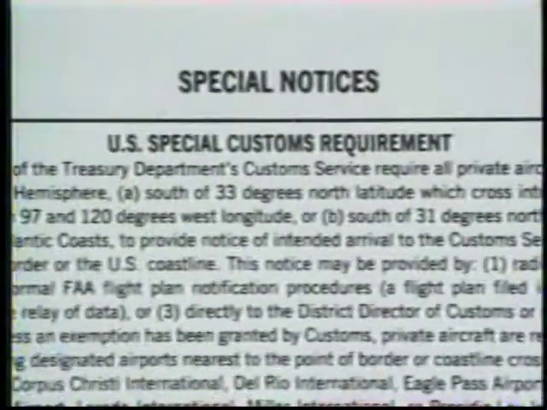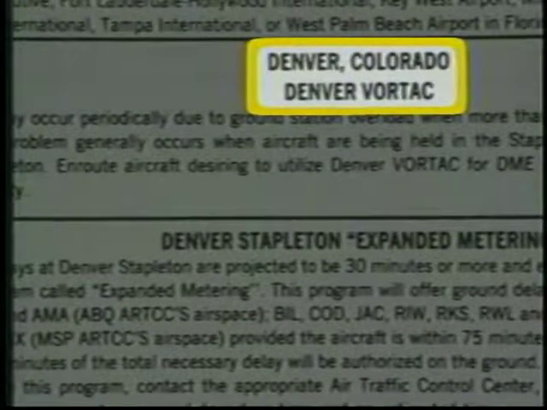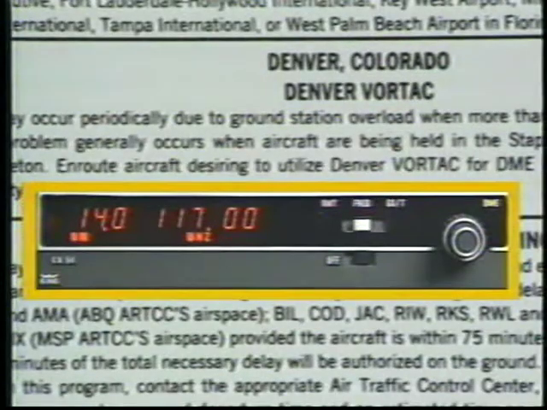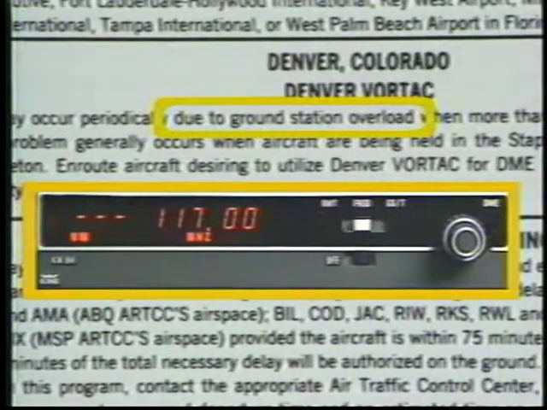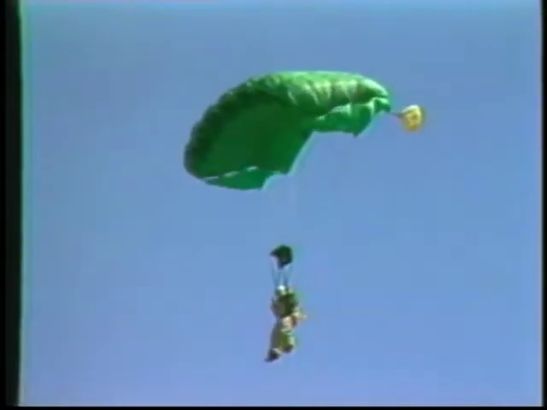This section of the airport facility directory covers a wide variety of subjects that might affect your flight. Here is the entry referred to in the listing for the Denver VORTAC. The DME feature of the VORTAC may not be usable due to an overload of interrogations. This may influence your ability to use DME to locate Centennial Airport. A list of parachute jumping areas is included in another section of the airport facility directory.